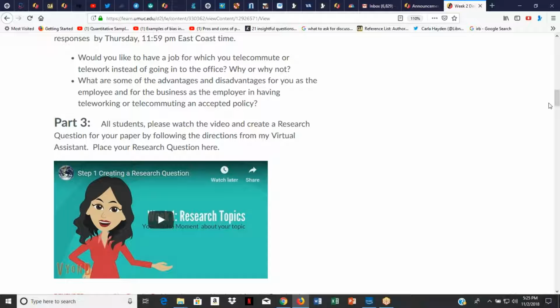Right now, you can share with everybody what you understand your topic to be. Your research question is developing right now. What is it that you have to try to find out? And it doesn't have to be related to telecommuting or teleworking, even though this is happening during the time that we're covering that topic, but it has to deal with your topic specifically.